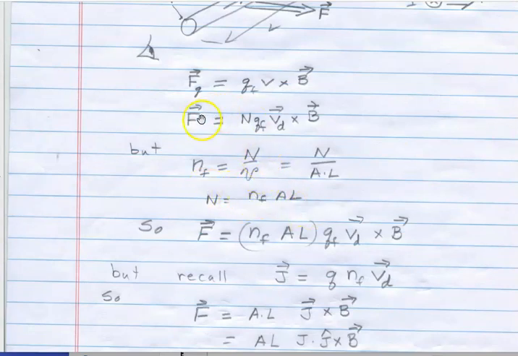Now it's just a matter of rearranging all of this. So I know N from this expression, N is N sub F times A times L, so I can get N as the number density of charges free to move times A times L. And I substitute that for N up here, and I have this expression.